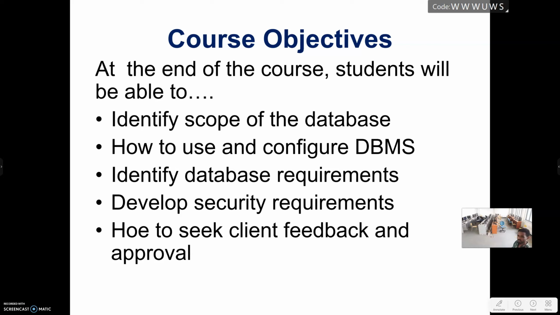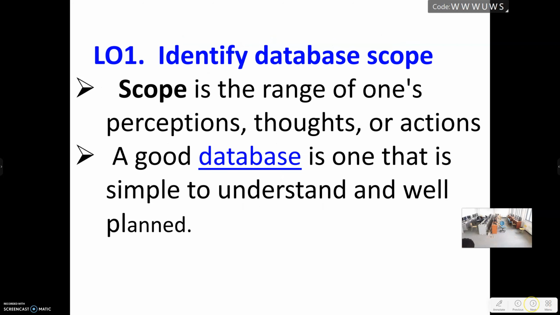At the end of the course, students will be able to identify the scope of the database, how to use and configure a database management system, identify database requirements, develop security requirements, and how to set client feedback and approval. This topic discusses our LO1: identify database scope. What is scope in the database for the future, and how to fulfill the database limitations.